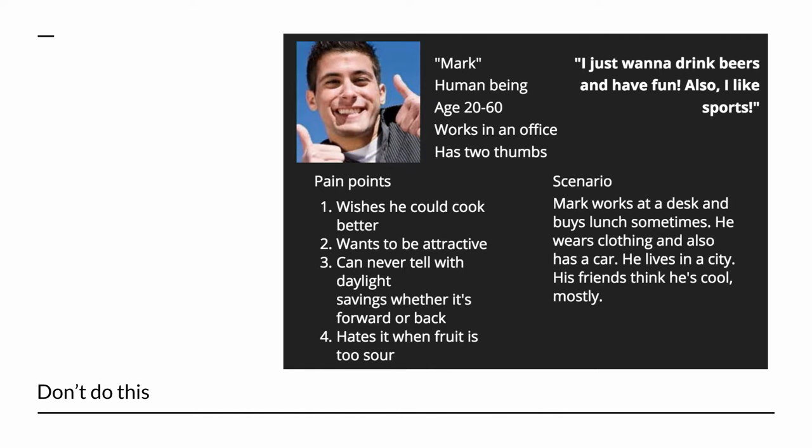The flip side is the other problem: the persona is too general. So this is a persona I made. He's Mark. He is a human being. He's between age 20 and 60, works in an office and has two thumbs. Just wants to drink beer and have fun. Also likes sports, wishes he could cook better. Can never tell whether daylight savings is forward or back. Works at a desk and buys lunch sometimes. Like, he's not useful for anyone.